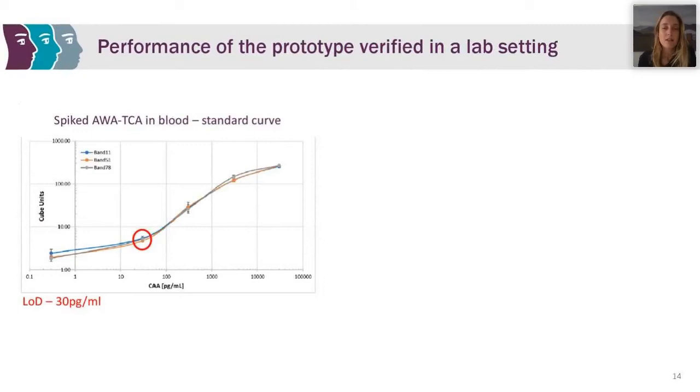So some results from the lab, where the performance of the prototype was verified and actually met the TPP requirements. Here you've got the standard curve of spiked adult worm antigen, of which CAA is part of it, in naive blood. And what we were very excited to see is that at 30 picogram per ml of CAA, we were able to detect a signal, which is the limit of detection for the test.